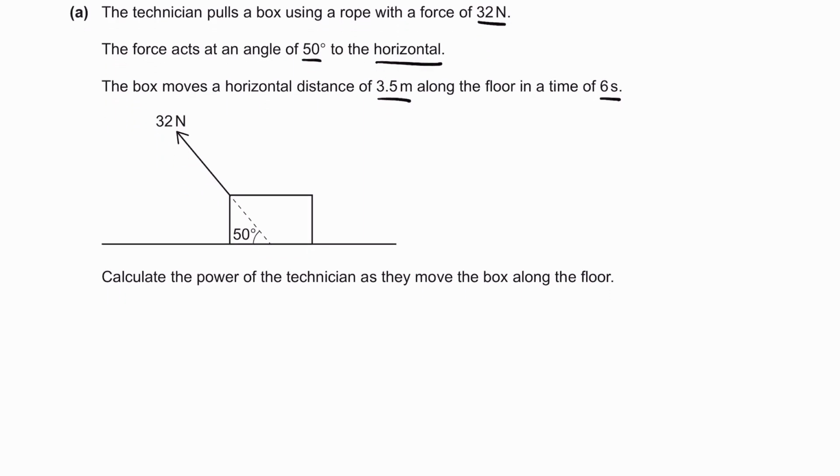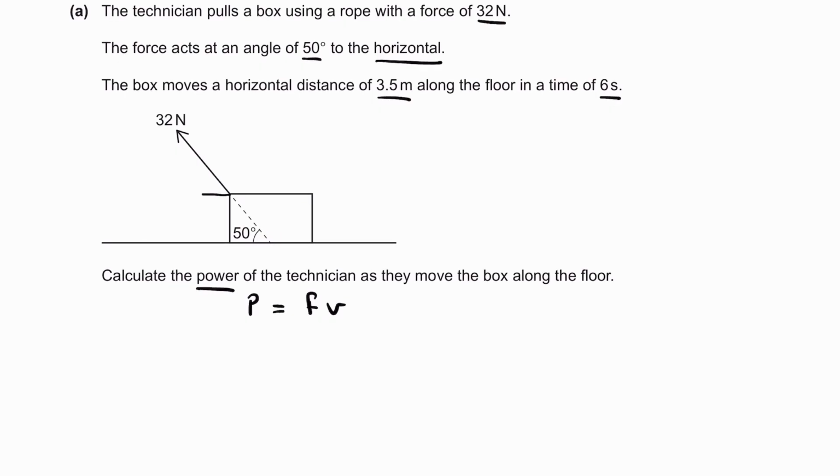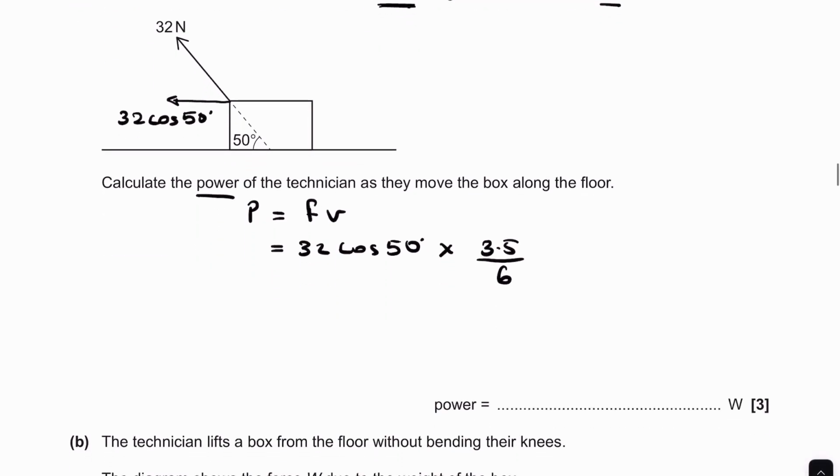So we know that power is associated with force and velocity. And we know that this has a component of the force along the horizontal. So that is the component that will be used over here. So 32 cos 50 times the velocity, horizontal distance of 3.5 meters in 6 seconds. That would be very straightforward, and it will give me 12 watts as the answer.